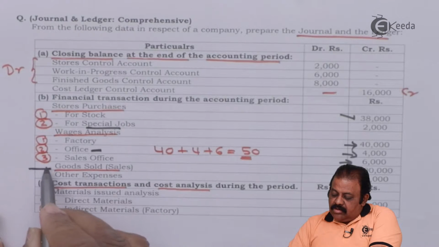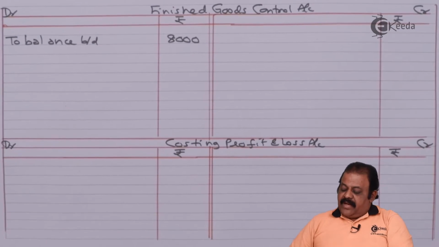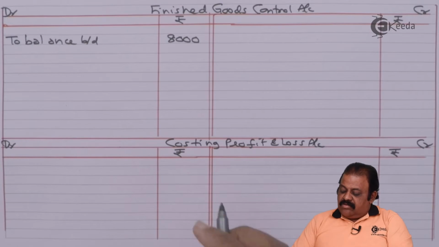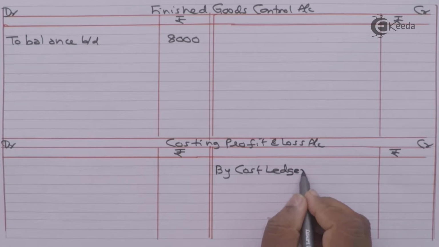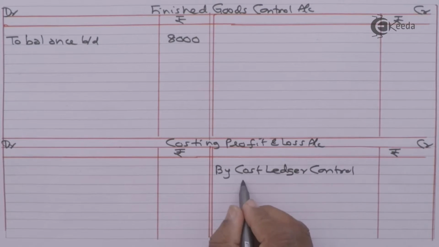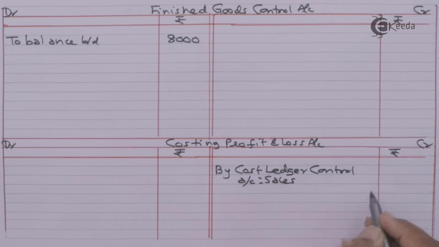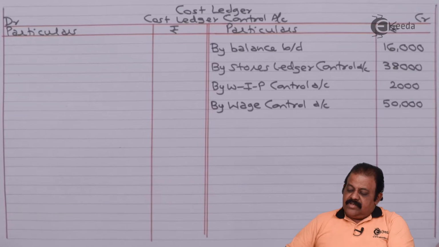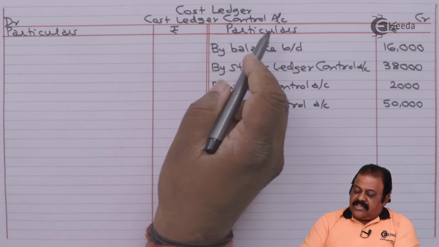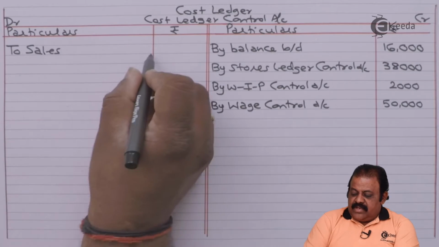6,000. Goods sold, sales 2 lakhs. Sales 2 lakhs will be recorded in costing profit and loss account credit side as by cost ledger control account, sales 2 lakhs. This will be recorded now in cost ledger control account debit side, to sales 2 lakhs.